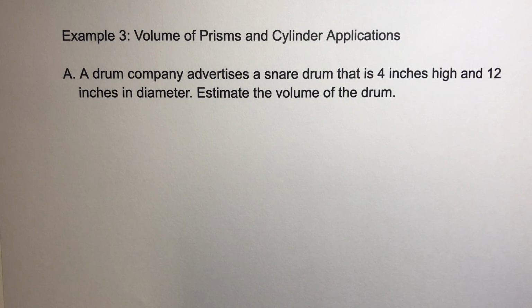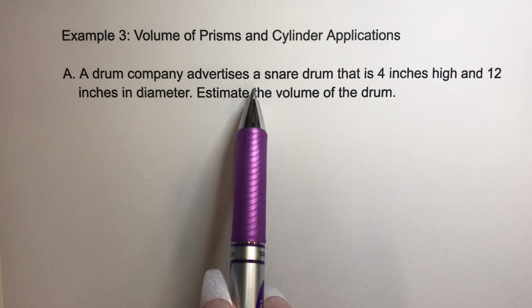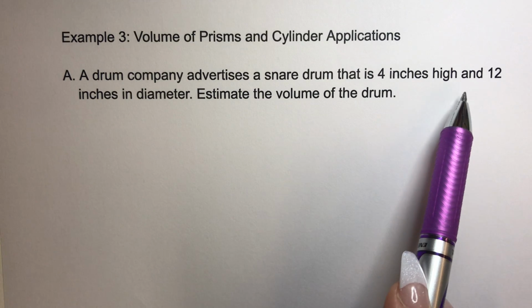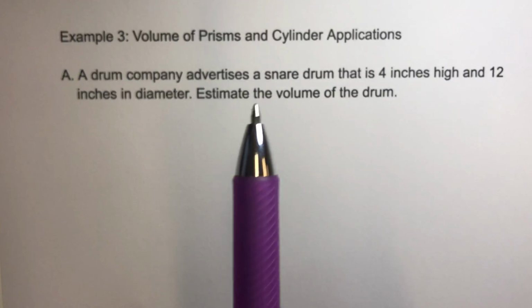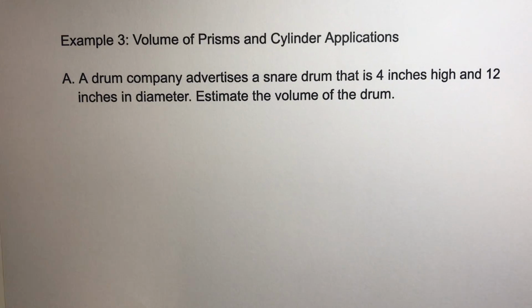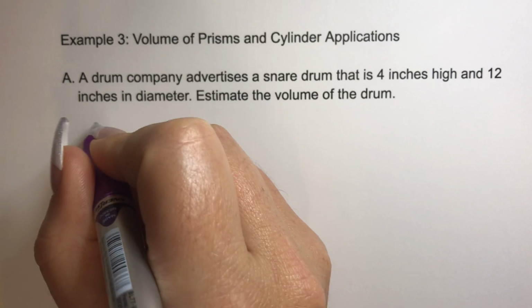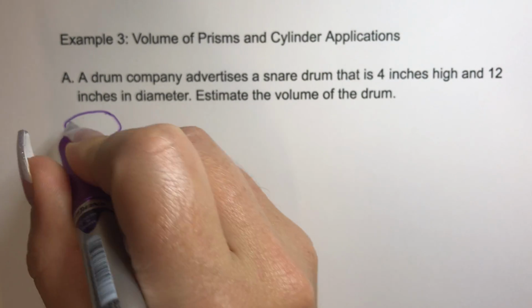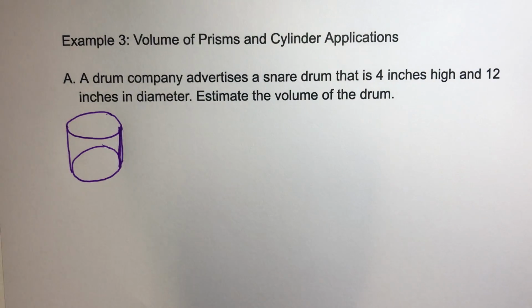Right, welcome back for example 3, finding volume of prisms and cylinder applications. A says a drum company advertises a snare drum that is 4 inches high and 12 inches in diameter. Estimate the volume of the drum. All right, so I'm going to first go ahead and just draw a picture of a snare drum, kind of. Just bear with my little drawing.